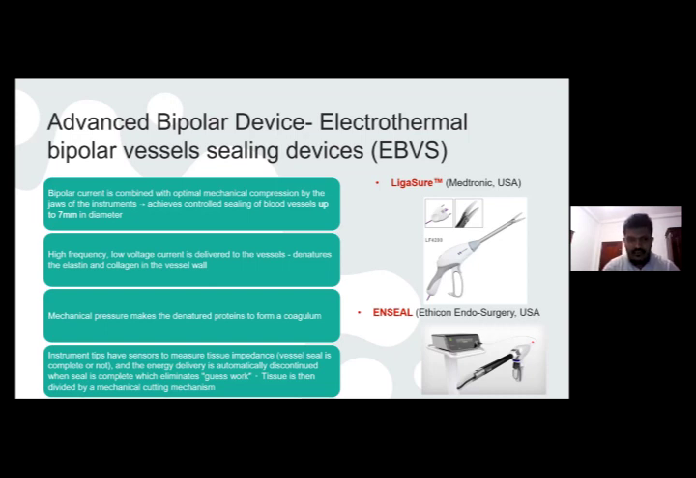And here we use a high frequency, low voltage current, and that will cause melting of the elastin and collagen in the vessel wall. So that will result in the formation of the coagulum, and mechanical pressure makes the denatured proteins form a coagulum. Apart from that, those instruments have sensors at the tip of the instrument which will measure the tissue impedance, and then the energy delivery is automatically discontinued when a proper coagulum forms. And then the tissue is divided by the mechanical cutting system.